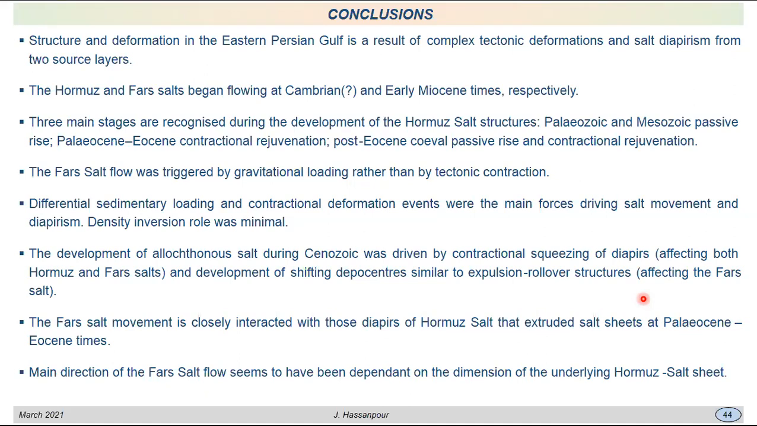So the Fars salt was mainly triggered by differential loading, not by tectonic contraction, as suggested by the seismic data and the physical models. And an important point is that the Fars salt only flowed wherever it interacted with those diapirs of Hormuz salt that developed allochthonous salt sheets at Paleogene level. And the direction of the Fars salt flow likely was controlled by the lateral extent and dimension of those salt sheets in place at Paleogene times.